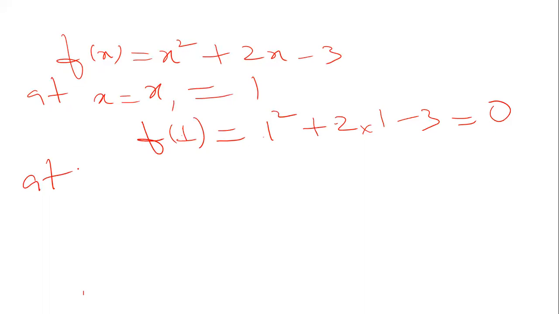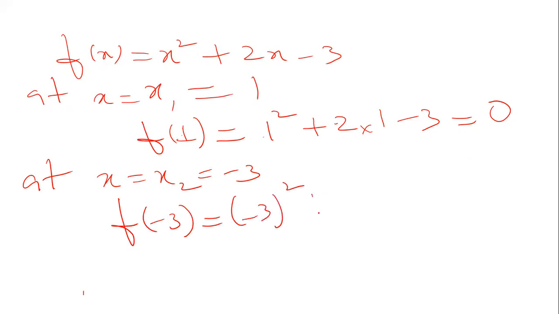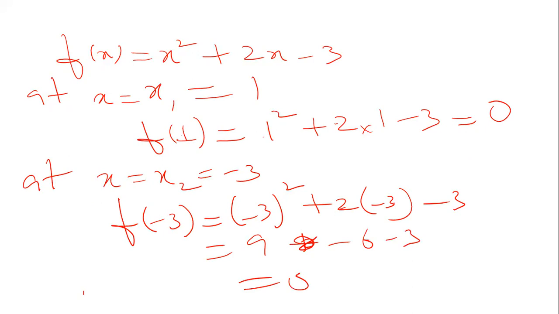So let us check at another root, that is minus 3 here. At x equal to x2, which is minus 3, f of minus 3 will be minus 3 squared plus 2 into minus 3 minus 3. So 3 squared is 9, and minus squared is plus. Then 2 into 3 is minus 6, minus 3. So this is also 0.